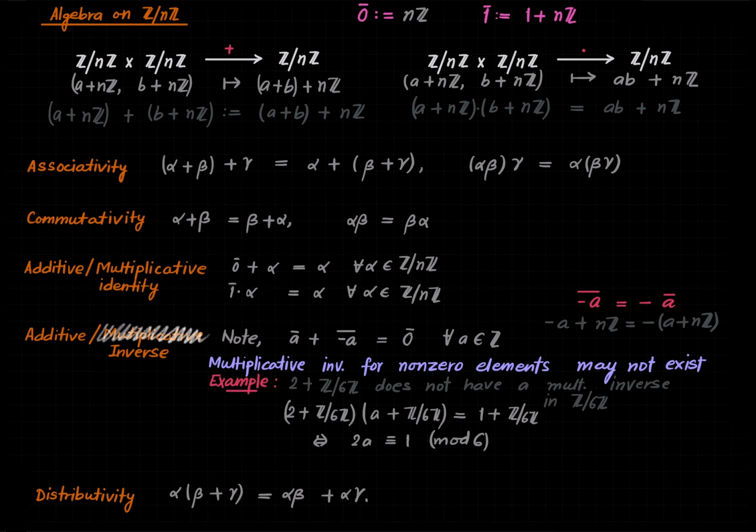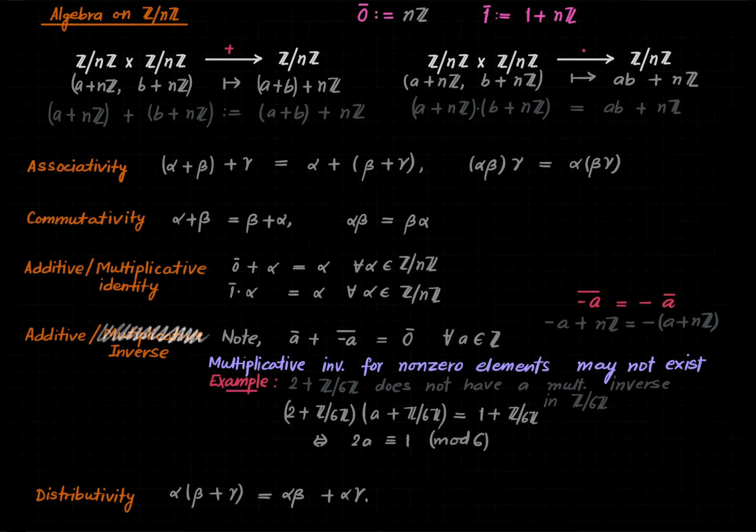So it's not a field in general. For an arbitrary n, this object Z mod nZ under these natural definitions of addition and multiplication is not a field. As we said, it would become a field if every non-zero element had a multiplicative inverse, but we have a characterization for which non-zero elements have multiplicative inverses, right? Those which have their representatives as relatively prime with n.